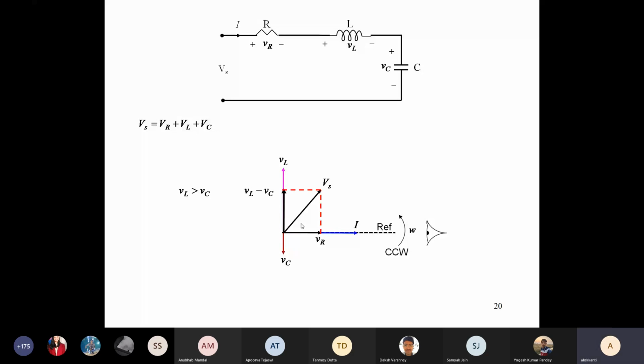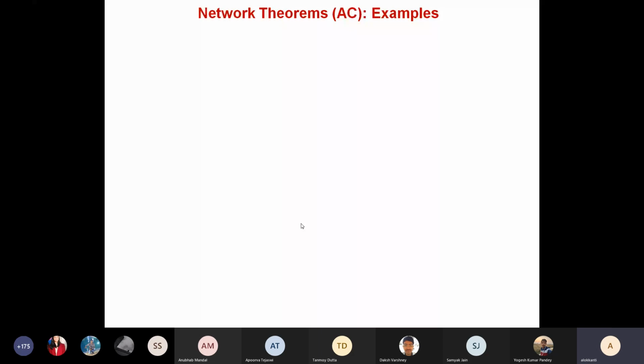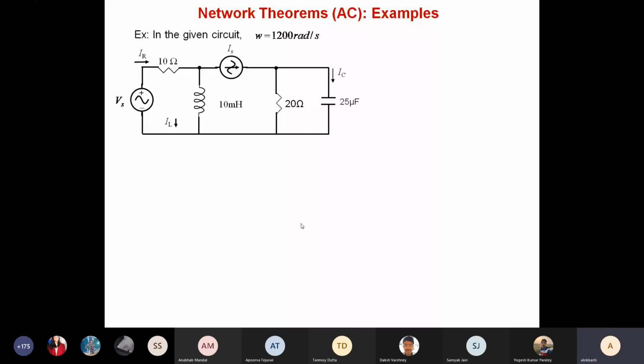One problem I discussed in the previous class. So this numerical was done. Any problem with this numerical? That was solved in the previous class. Okay, all of you remember this? Yes, sir.